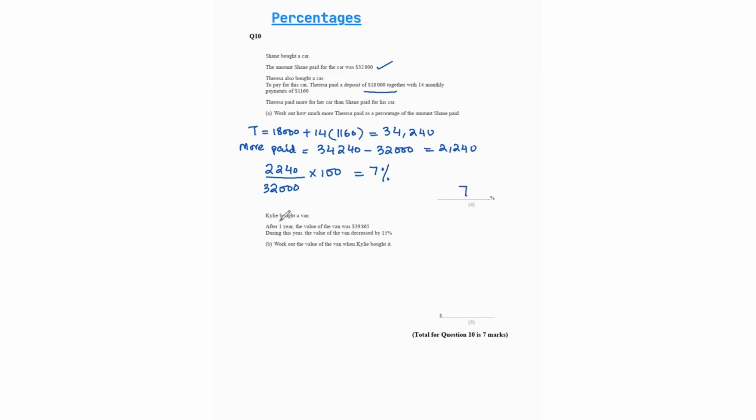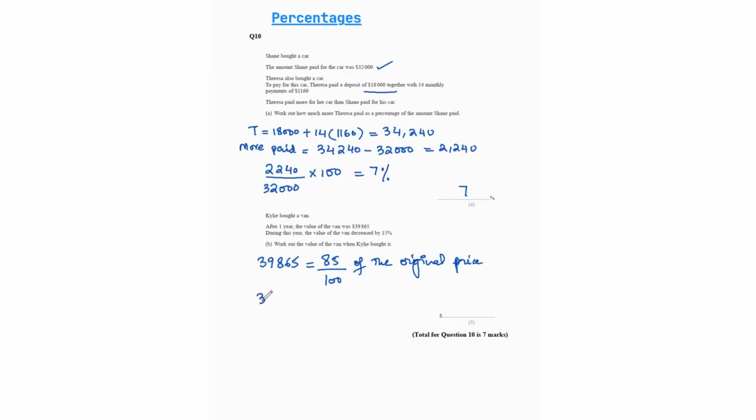Then Kyle bought a van. After 1 year, the value of the van was $39,865. During this year, the value of the van decreased by 15%. Work out the value of the van when Kyle bought it. So 39,865 basically represents 85% of the original price because we experienced a decrease in the first year and that showed that the price decreased by 15%. So if it decreased by 15%, which means this value is 85% of what the price originally was.